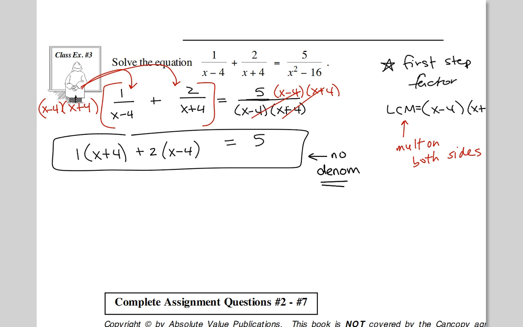You're good to go. Now, how to solve this? Basic stuff. Distribute, collect like terms, and solve. So we are multiplying by 1, multiplying by 2. Now what? Collect like terms. So there's 3 x's on the left. What's on the right? Start at 5, subtract 4, add 8. Jordan saying 9? Divide by 3.